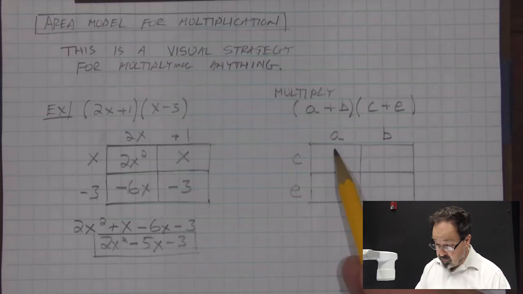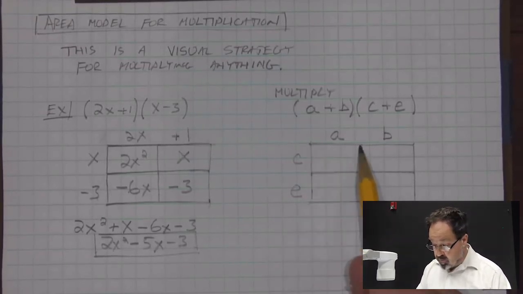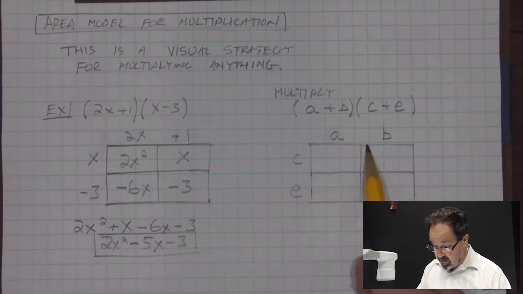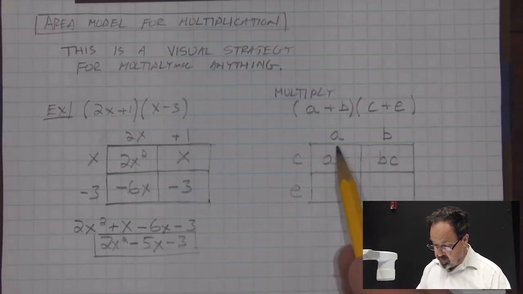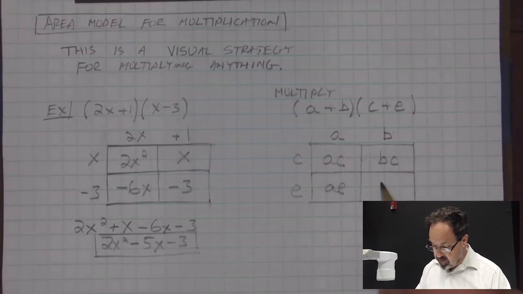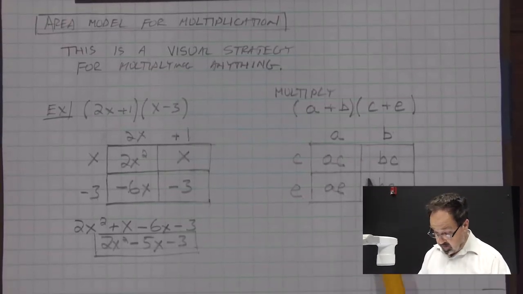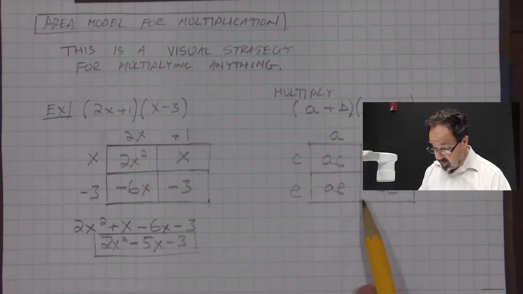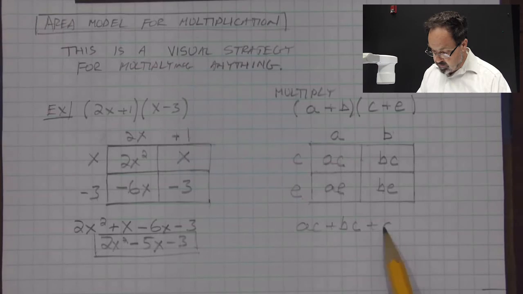Now I find the products of the smaller rectangles inside by multiplying just those sides. So here we have an A times a C, or AC. Here we have a B times a C, or a BC. Here we have an A times an E, or AE. And here we have B times E, or BE. And the final answer is the sum of all these little rectangles. AC plus BC plus AE plus BE.